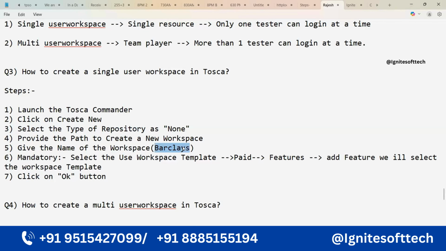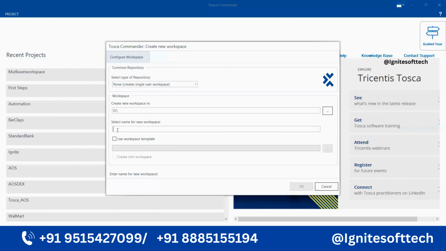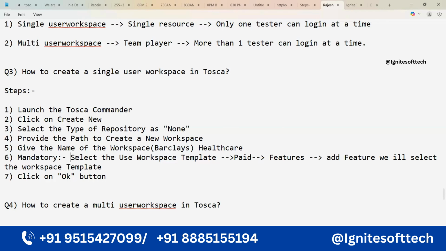Okay. So, one of the healthcare projects. Then next, what do you need to do? You need to give Barclays. After that, okay, give it. Already it is there. And use workspace template. There is a mandatory step. Select the use workspace template.